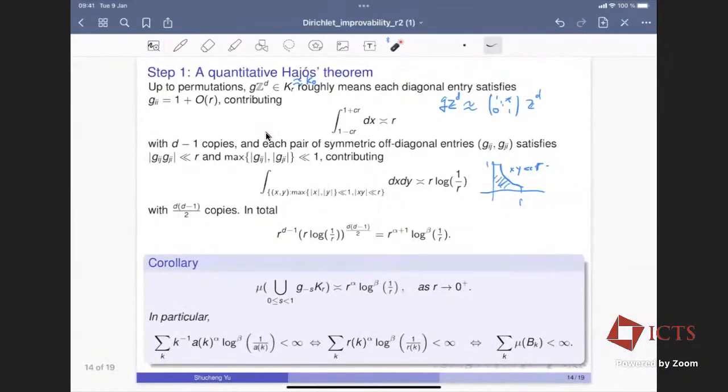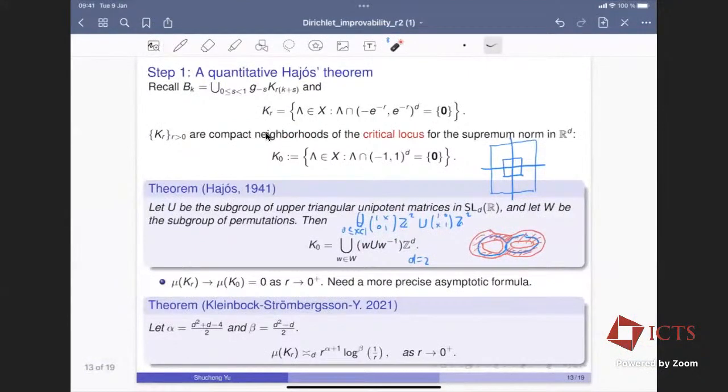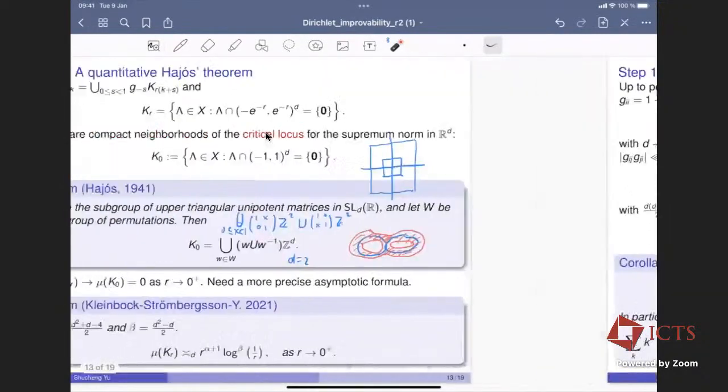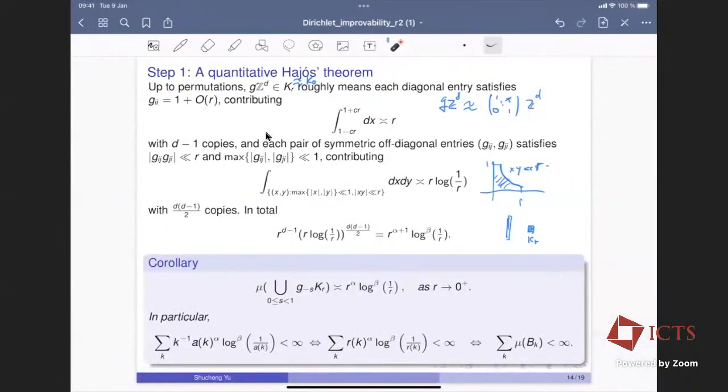Okay, so with this asymptotic formula for the set KR, it's not difficult to see that how much of this thickening is roughly R to the power alpha times log 1 over R raised to the beta. Before, we have maybe that might be the set KR, and then we have a thickening along one direction, and that kills one exponent for this R.